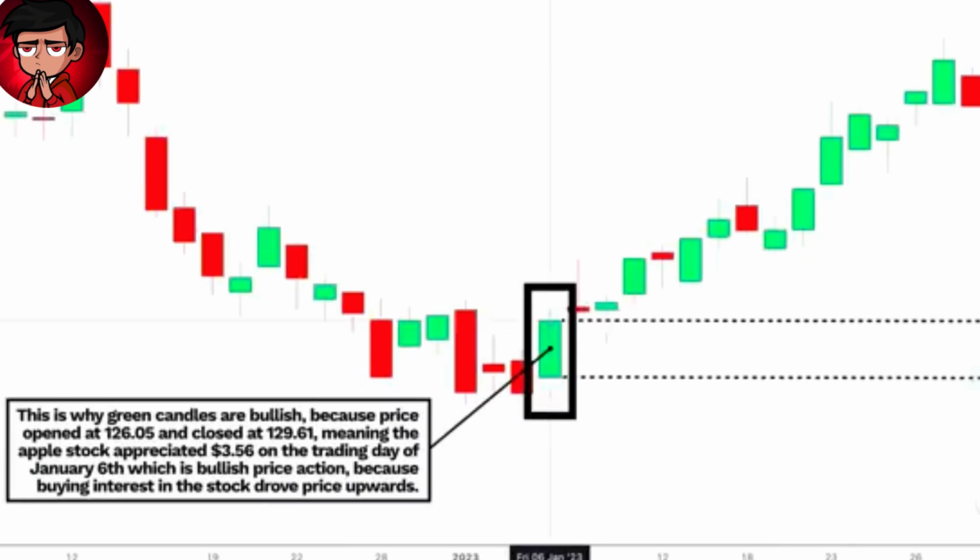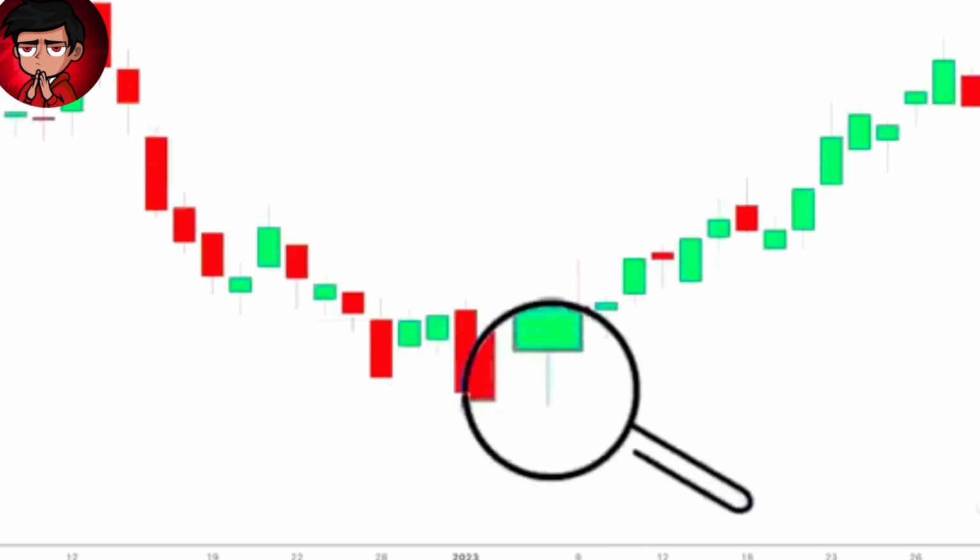This is why green candles are bullish, because price opened at $126.05 and closed at $129.61, meaning the Apple stock appreciated $3.56 on the trading day of January 6th, which is bullish price action because buying interest in the stock drove price upwards. Now the wick below is the lowest price that the Apple stock reached that day.